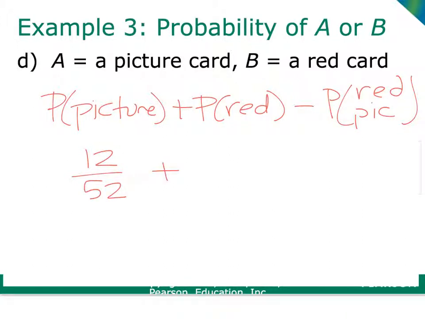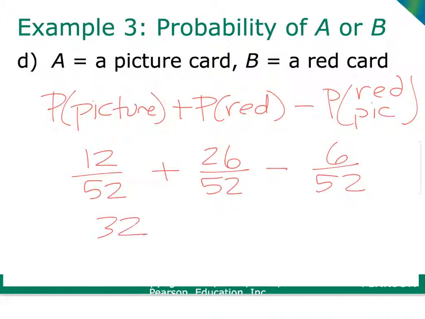The probability of red, remember half the deck is red, so 26 out of 52 would be red. And then the probability of red picture cards. So there's a jack, queen, king of hearts, and a jack, queen, king of diamonds. So that's 6 out of 52 that are both red and picture cards. So if you add 12 plus 26 minus 6, you will get 32 out of 52. And then, of course, you have to reduce this to 8 out of 13.